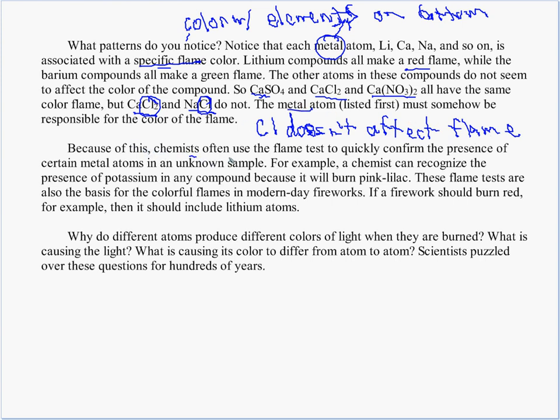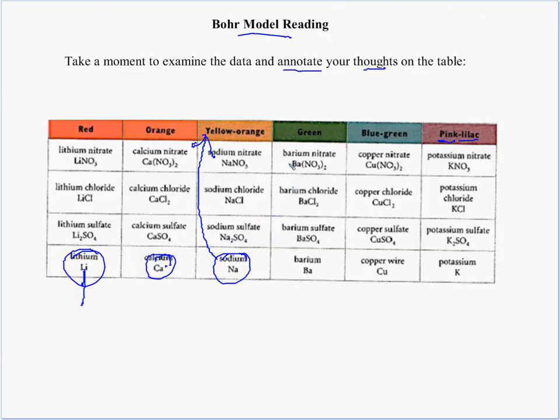Alright, so because of this, chemists often use the flame test to quickly confirm the presence of certain metal atoms. Makes sense. If it burns red, you've got lithium. For example, a chemist can recognize the presence of potassium in any compound because it will burn pink lilac. These flame tests are also the basis for the colorful flames in modern-day fireworks. If a firework should burn red, for example, then it should include lithium atoms. Okay, so if I wanted to make a blue-green, I'd put barium and I'd put copper.